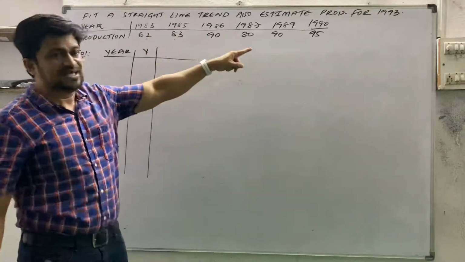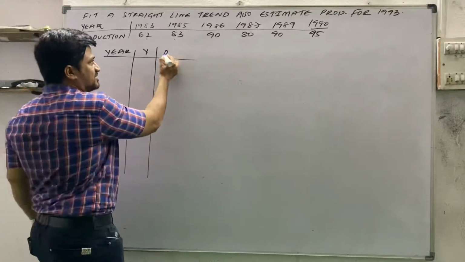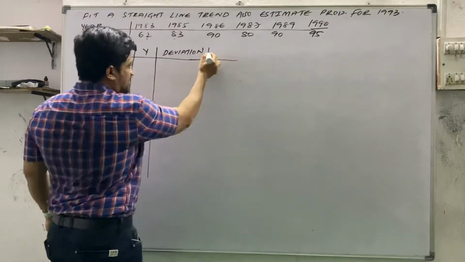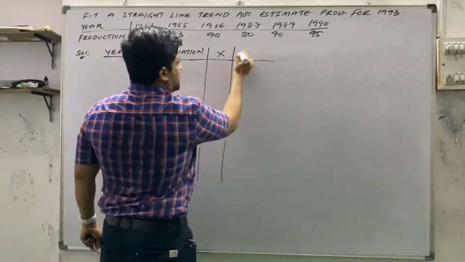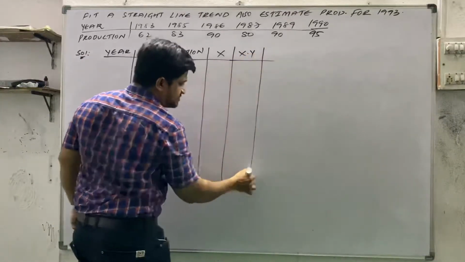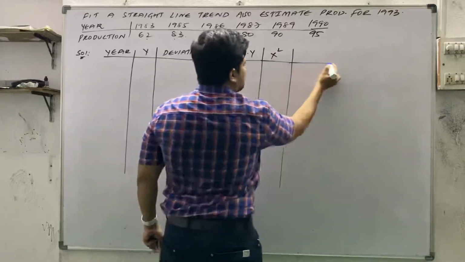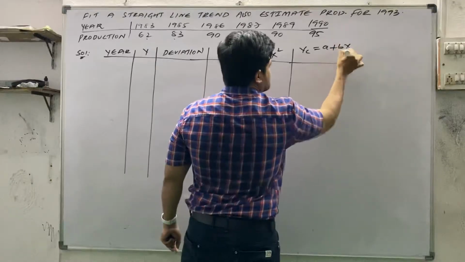Because we find 6 years, we will not consider x here. Instead of x, we will take a deviation column here, deviation from mid-year. After the deviation column, the same columns: X, then X into y column, then x square column. Then we have the YC column, trend values, A plus BX.